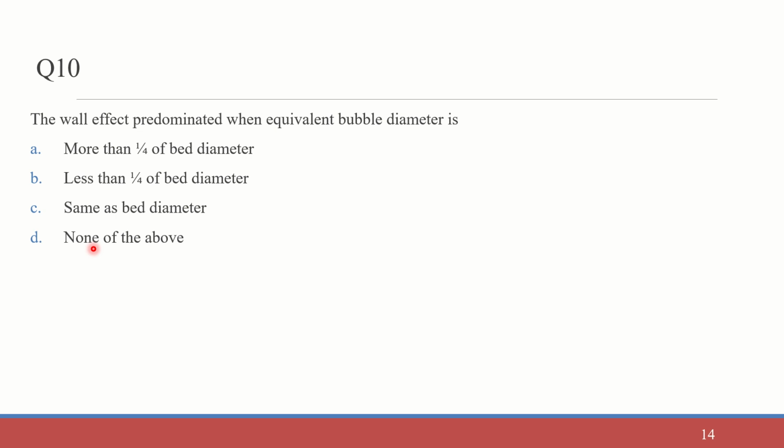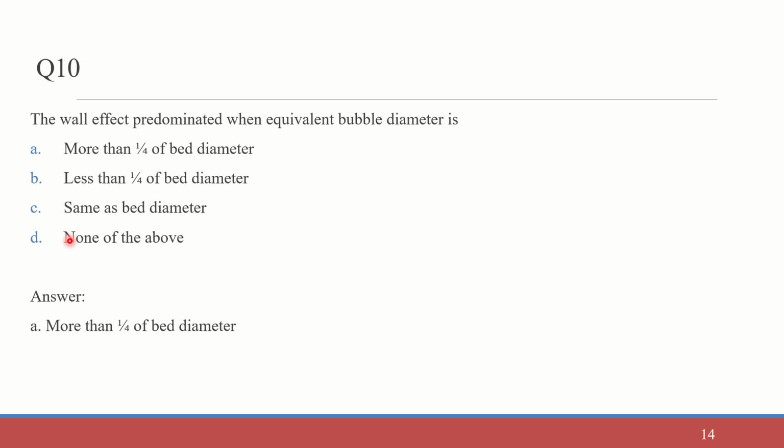As we have seen in slugging beds, the bubbles grow in size and almost reach the size of the column. So after a certain size of the bubbles, the wall effect comes into picture. The question is at what size of the bubbles we should consider the wall effect. The answer is option A, more than 1 by 4 of the bed diameter. In general it is like 1/3 of the bed diameter, after that the wall effect comes into picture, but it is a close relation.